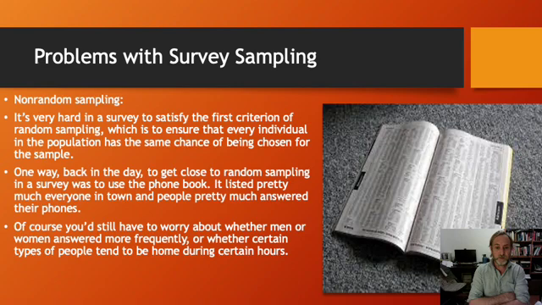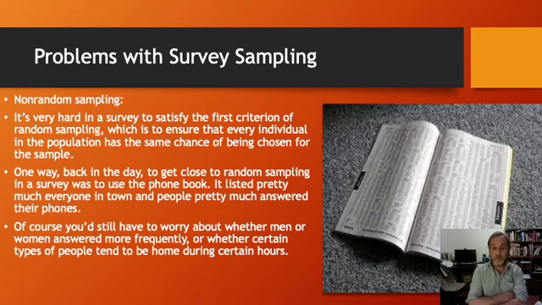It's very easy to fail the criteria of random sampling. The first criterion is to ensure that every individual in the population has the same chance of being chosen. How do you do that? A popular way back when phone books existed and everyone was in it and everyone picked up their phone because they didn't have answering machines or screen their calls, like the 70s or 80s.